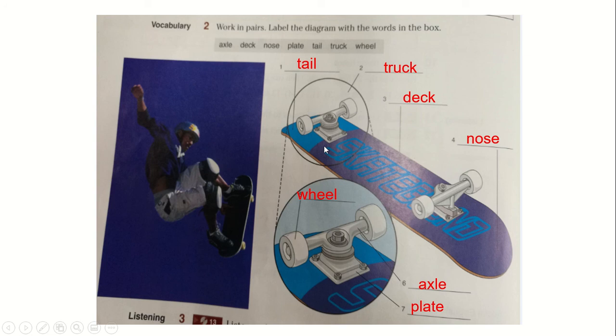And it's divided into, if we look at the diagram here, the wheel, and the axle that connects two wheels. Of course, we have two wheels here. So the axle connects the two wheels. And the plate, it's what holds these together. It is the plate, it is what holds the truck and the axle and everything to the deck of the skateboard. Okay, and deck is the part where the person stands on. Okay, nose is the front part of the skateboard.